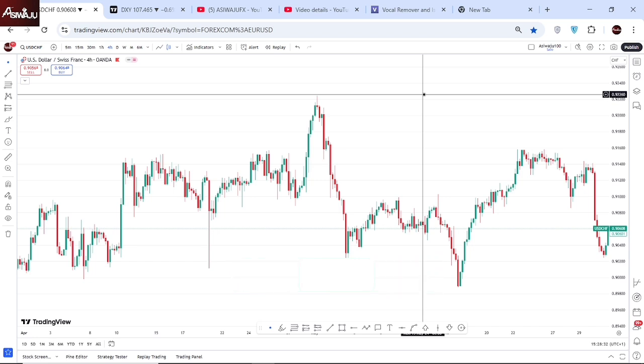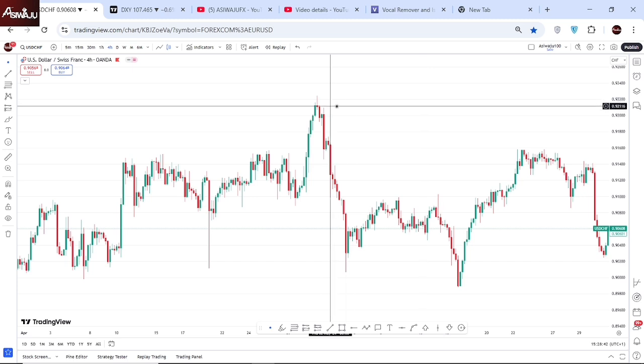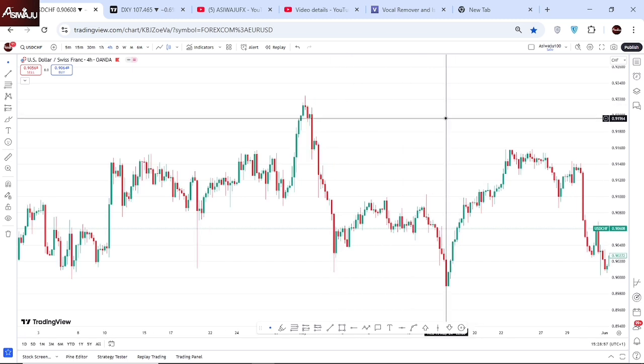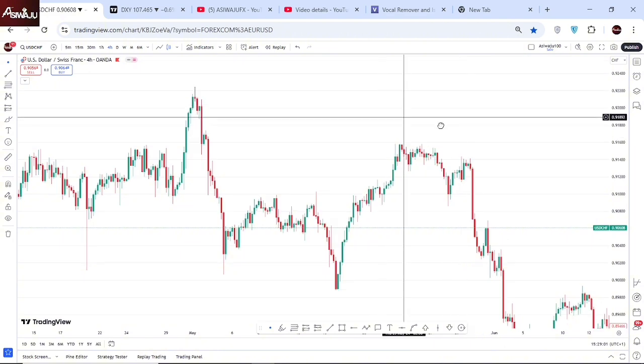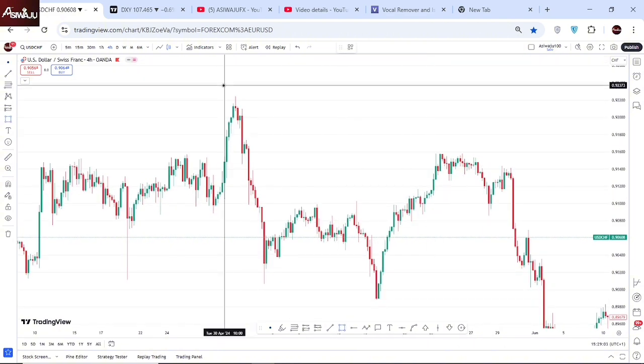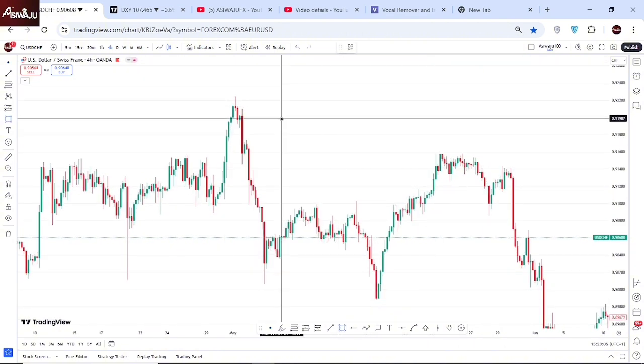So when price comes to mitigate your imbalance on the higher time frames, then you can also scale down to your lower time frames to execute your trade. So that's it, very simple. Let's say we want to mark out our imbalance here. This is the USD CHF chart on the 4-hour time frame.